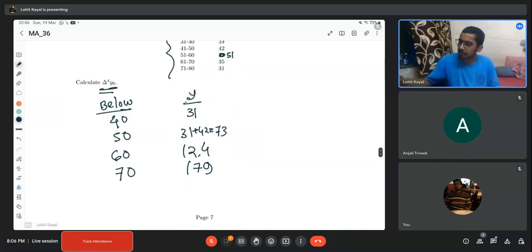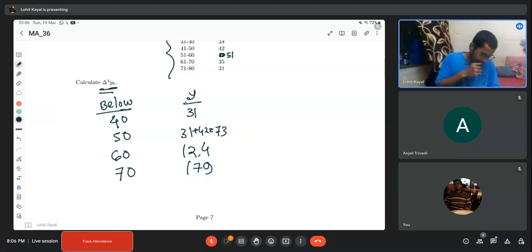Just a moment. So this is an old assignment problem. I have probably written some wrong value. Just a second. Okay, but it doesn't matter anyway.